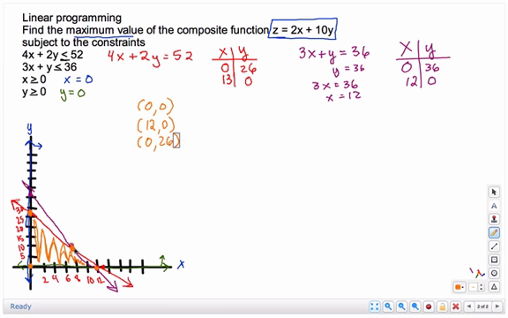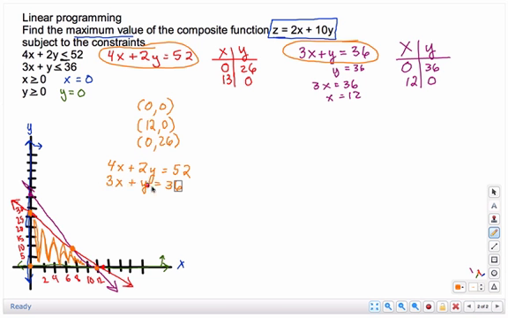And then there's one other value that you're going to have to calculate. You're going to have to calculate this value right here. And you're going to do that by taking the red and the purple lines, both of these lines here, and finding their solution. And so you remember you can do that by the substitution method or the addition method. Either way will work just fine.